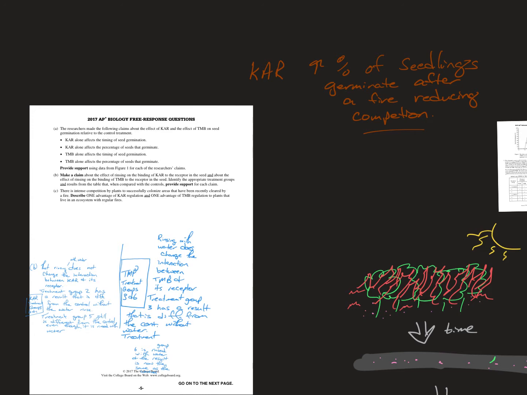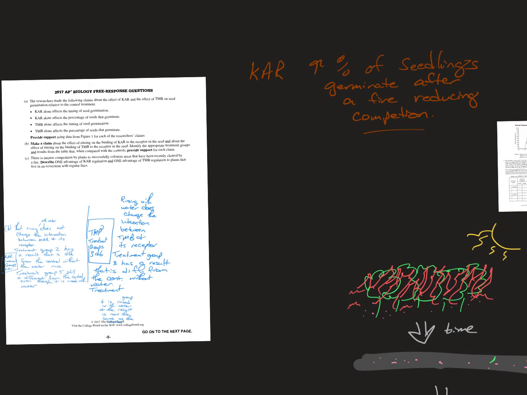Well, what's the advantage of having TMB? We said TMB slows things down and it inhibits germination. Well, what's the advantage? Well, TMB only allows for maximum germination when there is enough water.